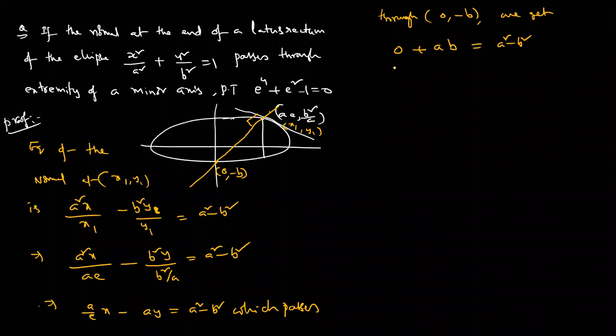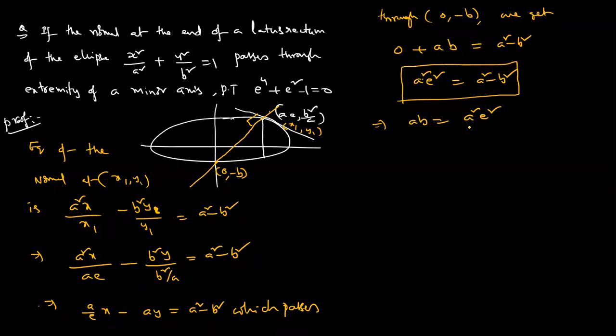Now from this case, how to derive this one? Anyone? One result is there. What is the result? Anyone? a square e square is equal to what is the formula? Yes. So ab is equal to a square e square. So squaring on both sides, a power 4 e power 4.